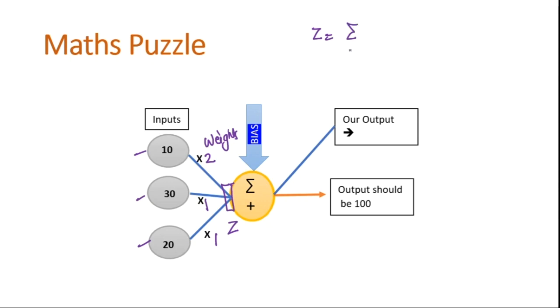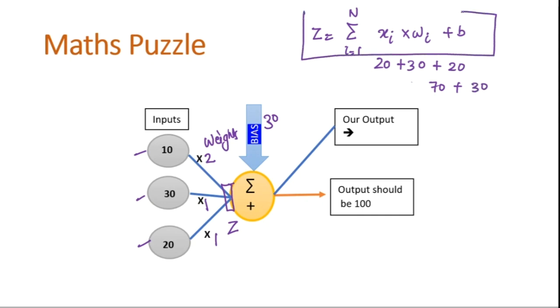It would be summation, with i equal to 1 going up to n, where Xi is my input and Wi is my weight, plus B, which is the bias, and here I have to take bias as 20. It would be 20 plus 30 plus 20, so it would be 70, and I have to take bias as 30. So what is my formula of Z? This would be my Z, and this is my output. So what would be my output? Y equal to activation function of Z.